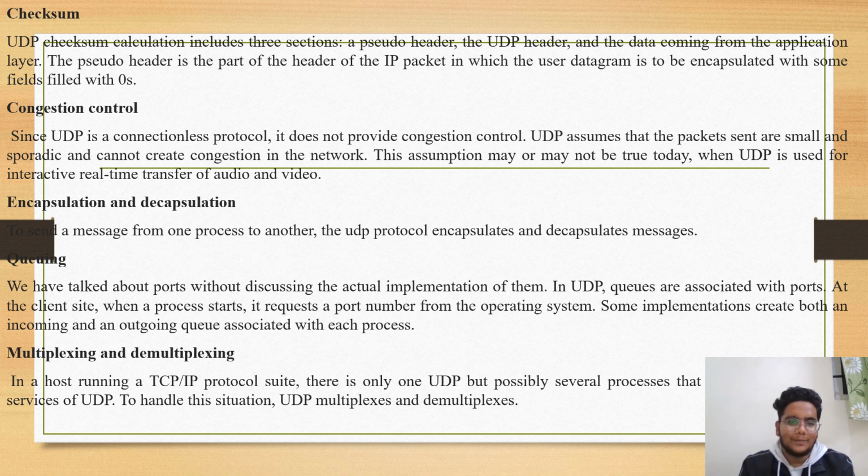To send a message from one process to another, the UDP protocol encapsulates and decapsulates messages. We have talked about ports without discussing the actual implementation of them. In UDP, queues are associated with ports. At the client side, when a process starts, it requests a port number from the operating system. Some implementations create both an incoming and outgoing queue associated with each process.